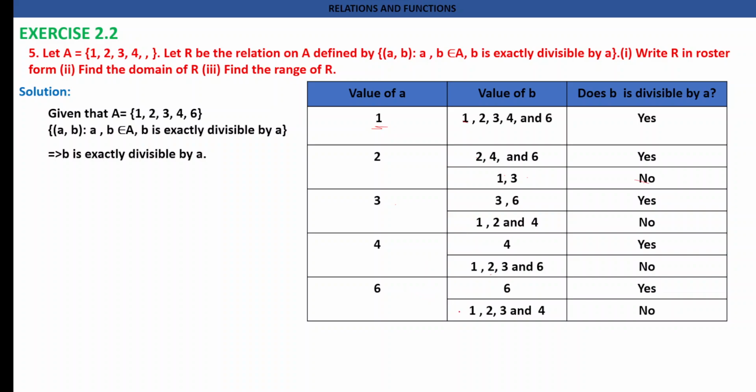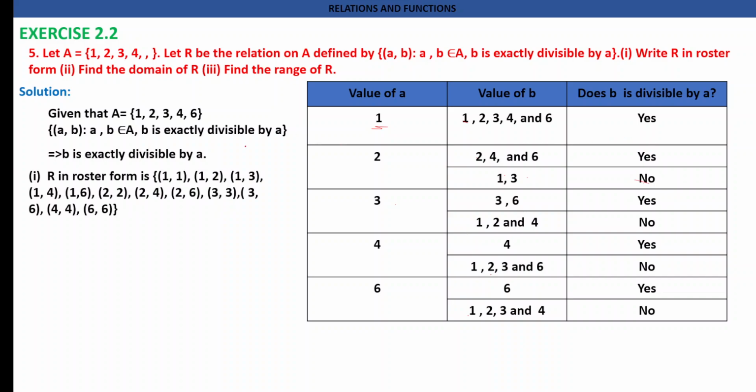6 is divisible by 6. 1, 2, 3 and 4 are not divisible by 6. Now, which are here? Yes, they will come under this set. So R in roster form is the set of elements with this. 1 comes with all of 1, 2, 3, 4, 6. Therefore, (1,1), (1,2), (1,3), (1,4) and (1,6).